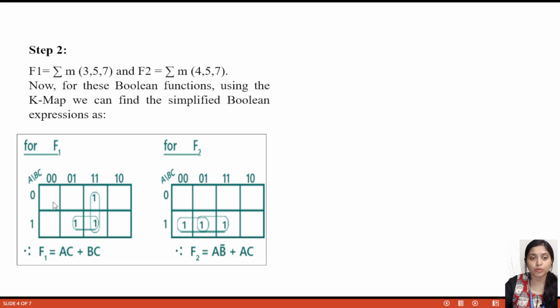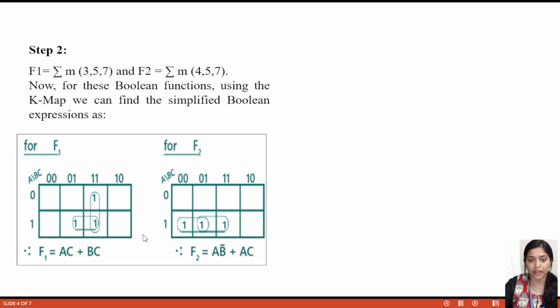As it is a 3 input, there are 8 cells, and in the position of 3, 5, 7 I have already put the value of 1, and in other positions you can put 0, or you can leave them blank. Here these two ones make a pair and these two ones also make a pair. Based on this, F1 will come AC plus BC. I am not explaining the Karnaugh map again, because I have already clearly explained it in the Karnaugh map video.